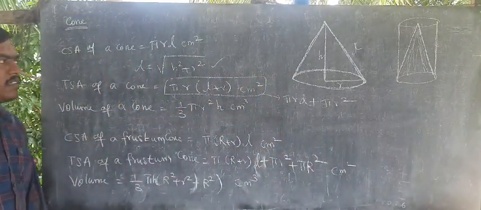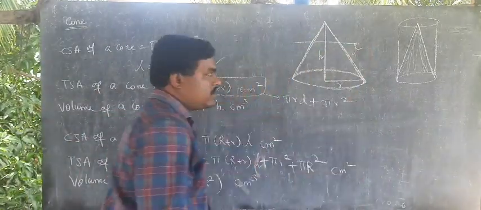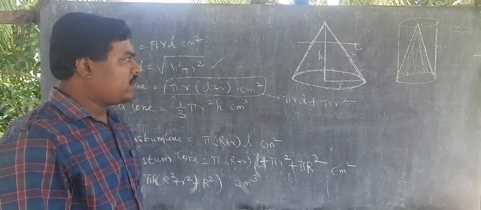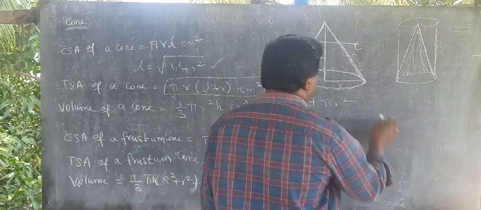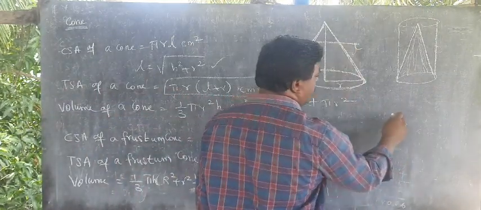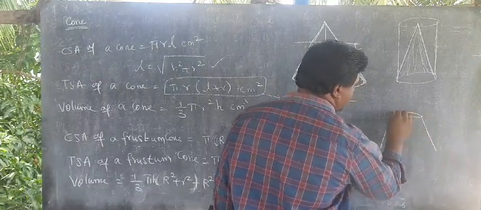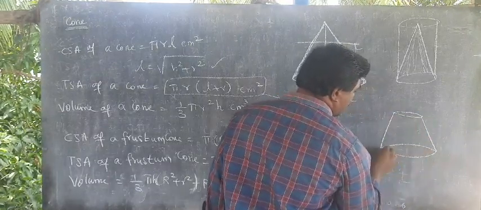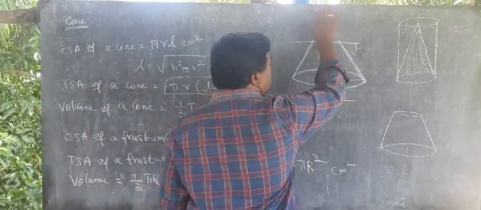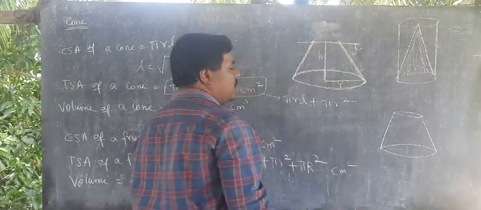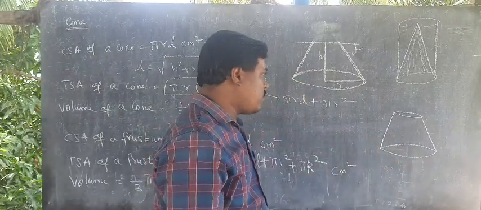frustum. Frustum is nothing but a cut part, like a bucket. In the home we have some buckets. If we cut the sharpened part of the cone, we get a shape like this. This structure is called the frustum of the cone, right?